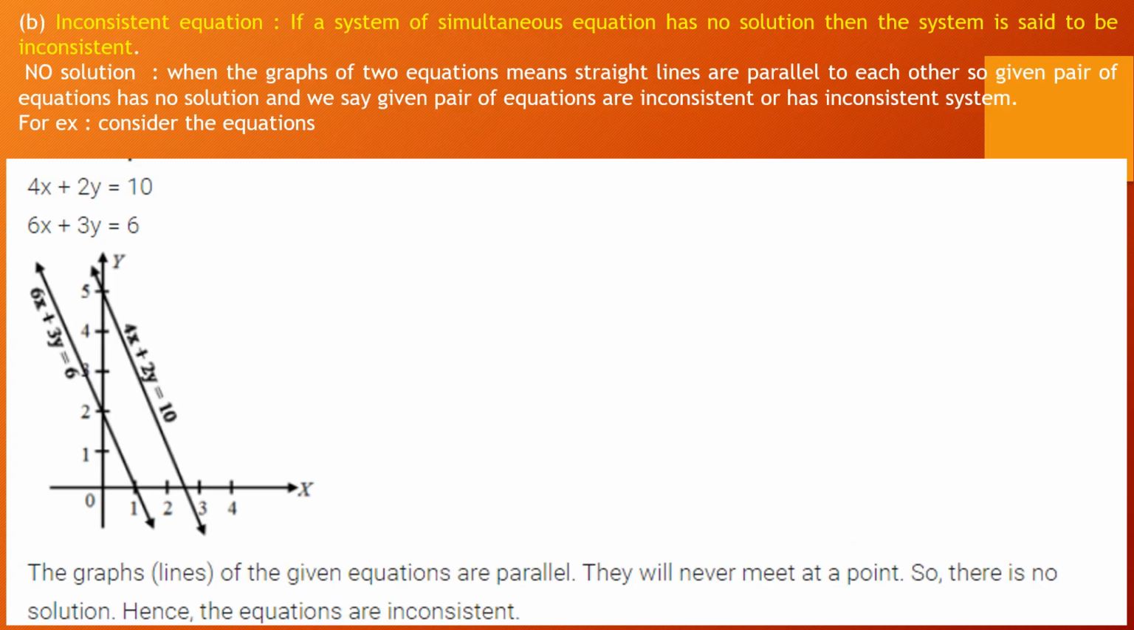After discussing the consistent equations with their two types, here we are discussing the inconsistent equations. What does inconsistent mean? It means the solution doesn't exist. If a system of simultaneous equations has no solution, then the system is said to be inconsistent. Now in that case, we have a type of inconsistent equations with no solution.